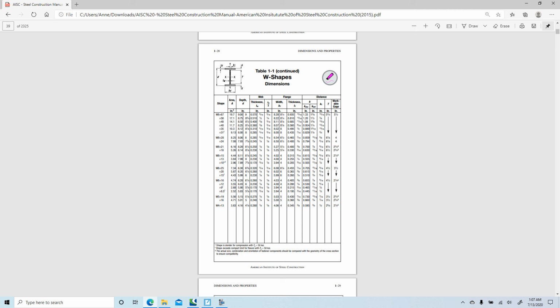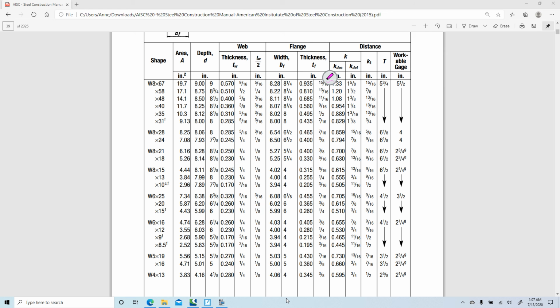It's like 8x18. My depth is 8.14, right? W 8x18, 8.14. Maybe I'll blow that up a little bit. It's about 8 inches, right? It's nominally 8, and then my width of my flange is 5¼ inches.